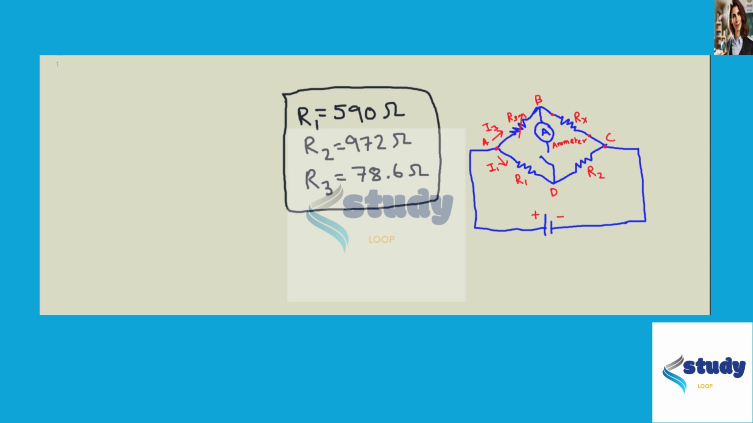Okay, so in this problem, first of all, the given values for R1, R2, and R3 are needed in the second part. So in the first part, we don't need those. But for the first part, what we need here is a conceptual understanding of how the bridge works.